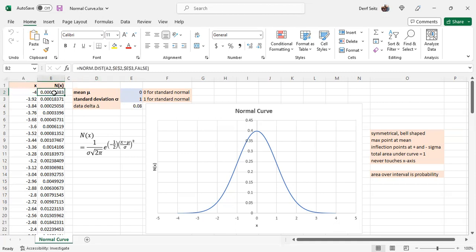The value is calculated using Microsoft Excel's normal distribution function with a last parameter of false, so that you get this probability distribution function curve, rather than calculating cumulative probabilities. And these are replicated down. You don't need to change any of these values. That's to draw the graph.